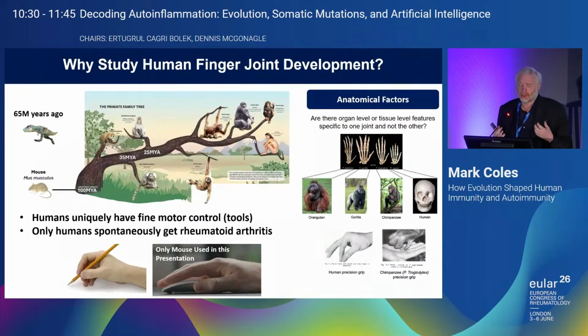And so one of the reasons to study human fingers is that mice don't have fingers. Surprisingly, many reviewers try to tell me that toes in mice are the same as human fingers, which they are not. I also like to remind them that the last common ancestor of a mouse and a human was around when T-Rex was eating our ancestors.